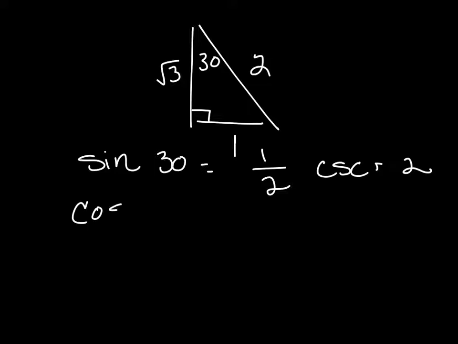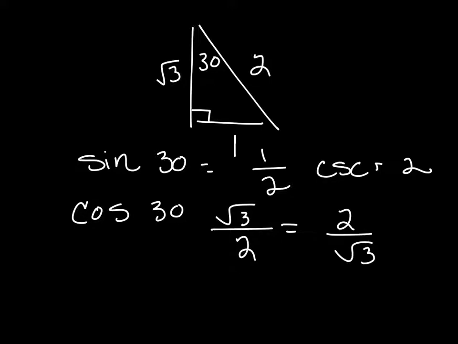When we did the cosine, though, we get side adjacent over hypotenuse. And if I flip that one, I get 2 over the square root of 3. And so when I flip that one, I'm going to have to rationalize. Unless you remember that sine and cosine are opposites of each other.